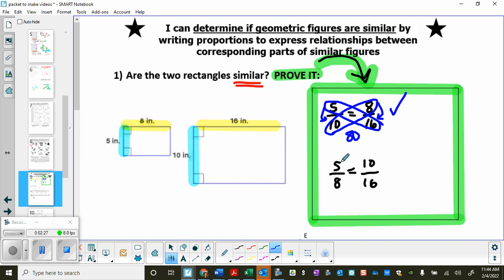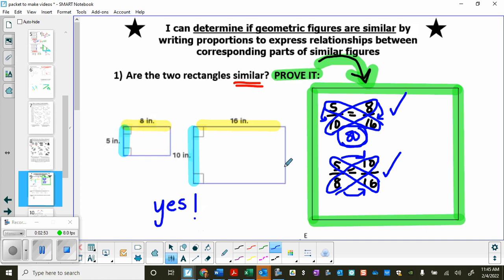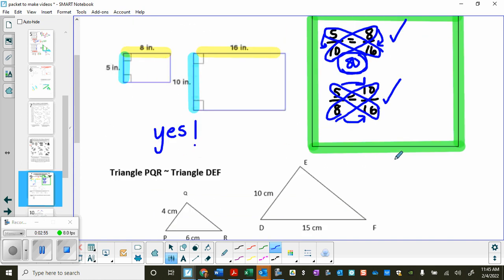This shows right here the blue to blue, and this is right here doubling. So again, this works, and if we cross multiply, we still get 5 times 16, which is 80, and 8 times 10 is also 80. So we still get 80 on both sides, and yes, this proportion also proves that these are similar, okay? So are these two rectangles similar here? We're going to say yes, and we've just got a couple proportions here to prove it.